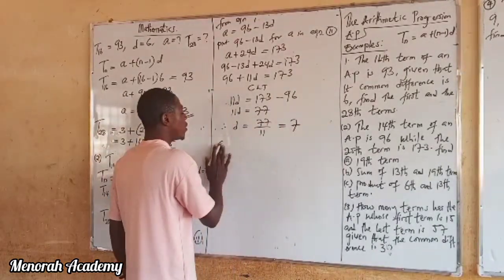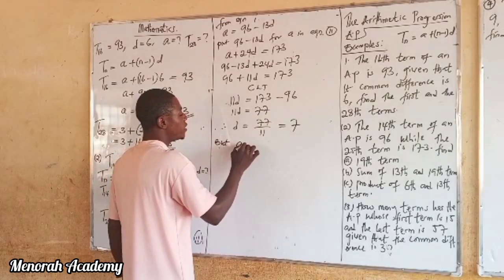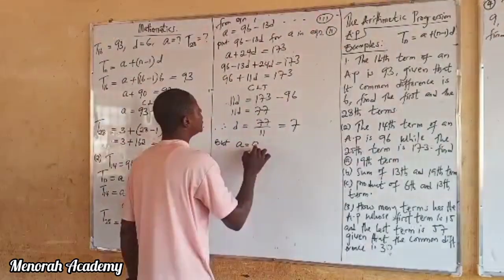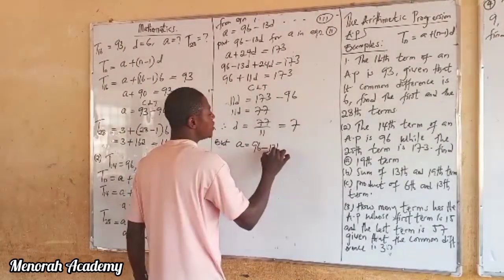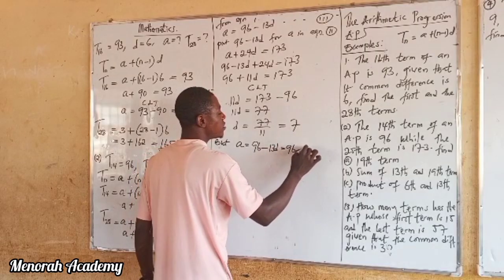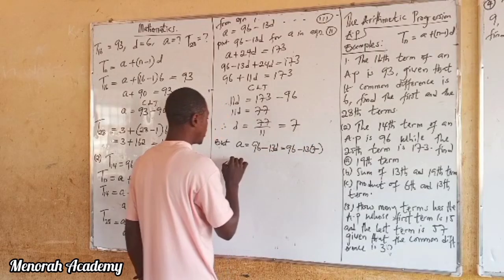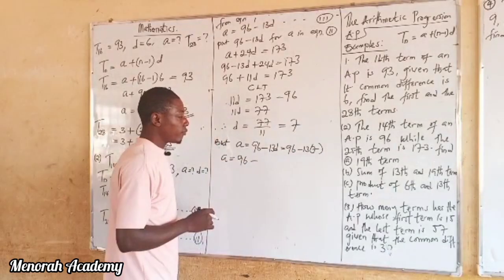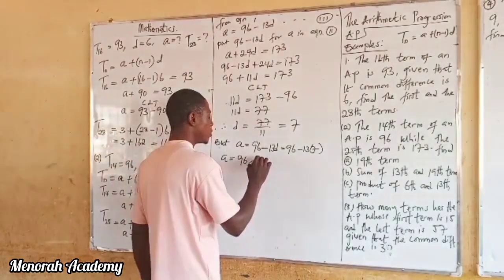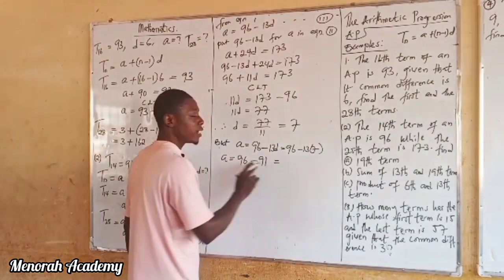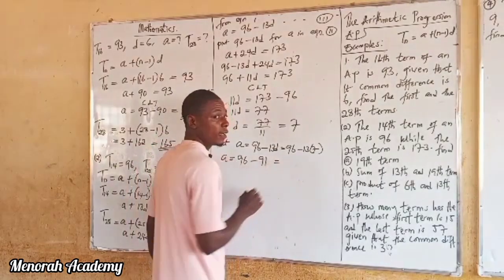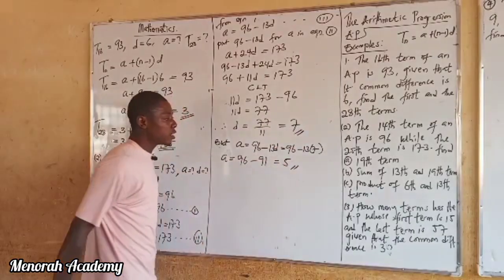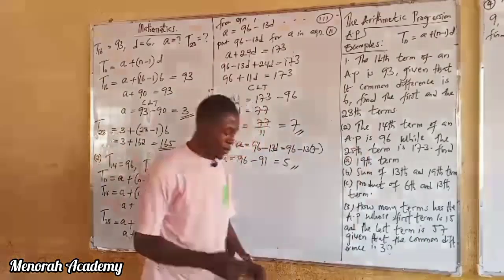Now we have gotten our D. But A is equal to what? From here, let's say it's equation 3. Our A is equal to 96 minus 13D. So this is 96 minus 13 into 7. Our A now will be equal to 96 minus 13 times 7. 13 times 7 is 91. So 96 minus 91 is 5. So our A is 5, while our D is 7.